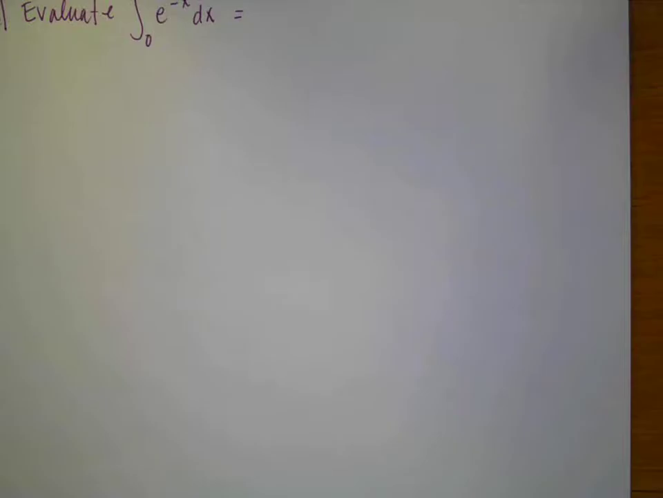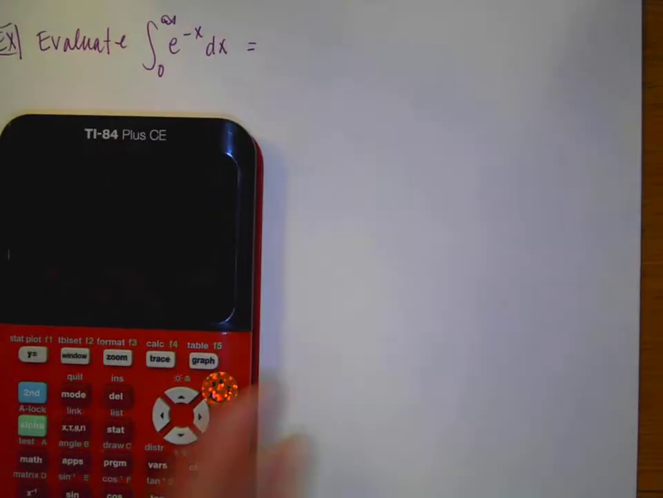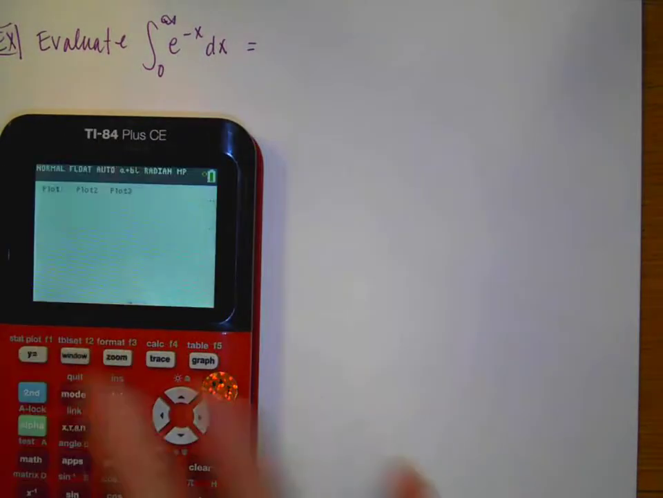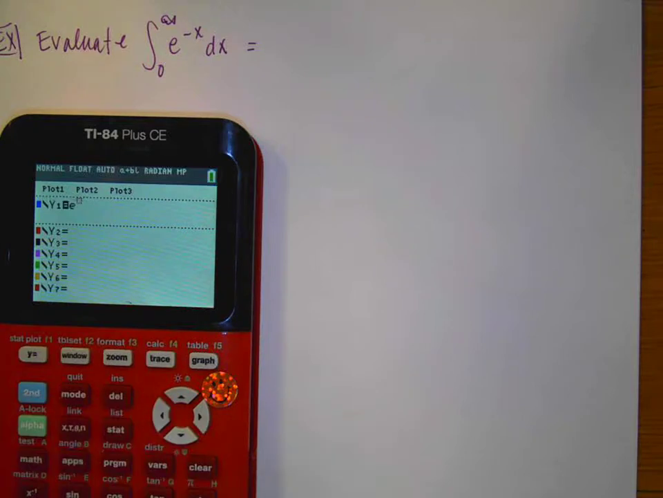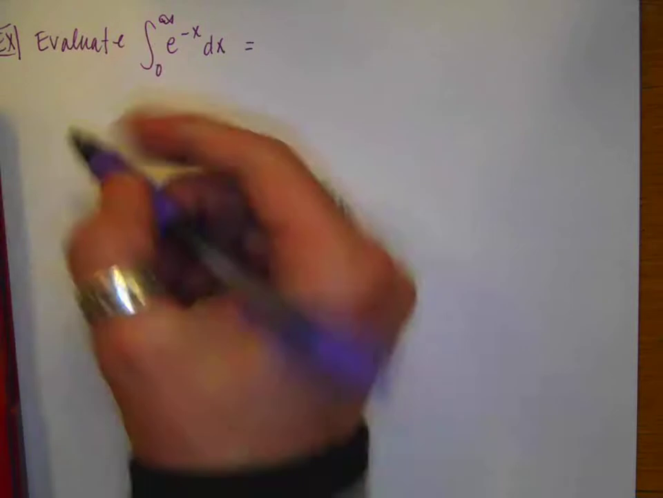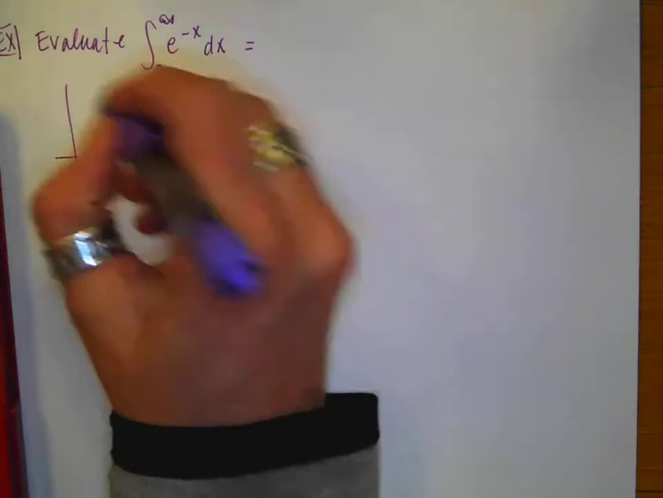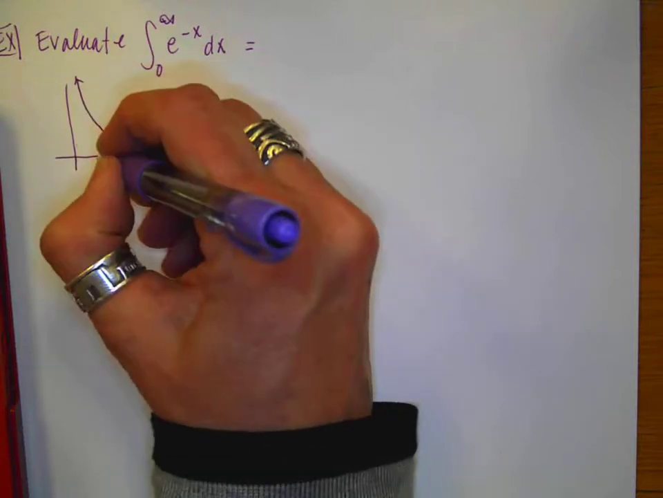So e to the negative x, did I draw a picture? I didn't. Let me whip out my handy-dandy calculator just so we can look at it. So I'm going to go to my y equals, and I'm going to enter e raised to the negative x, and I'm going to look at it. There we go. Okay, so it would look pretty creepy, and it would look better if I drew the scale significantly larger. So it's going to look like this.